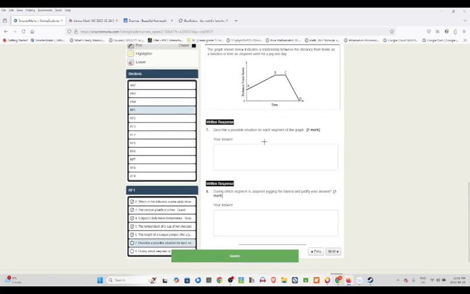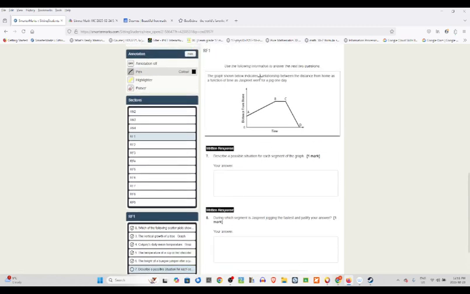All right. Now, the graph shown below indicates a relationship between the distance from home as a function of time as Jaspreet went for a jog one day. Describe a possible situation for each segment of the graph. So it's starting at point A, so not starting from home, relatively low slope going across, then a horizontal slope, and then a steeper slope down.